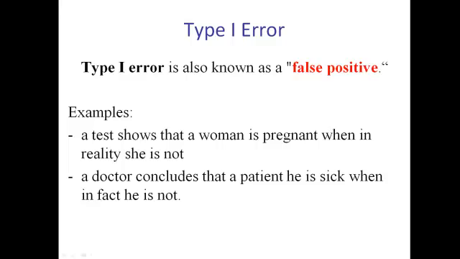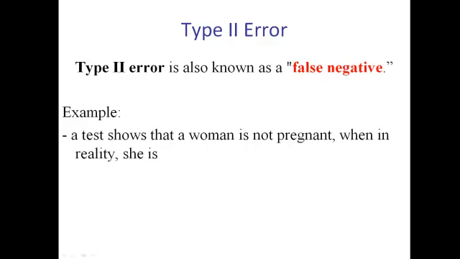Examples of this would be a test that shows a woman is pregnant when in reality she's not, or when a doctor concludes that a patient is sick when in fact he's not. And then type 2 error is also known as a false negative. An example of this is a test which shows a woman is not pregnant when in reality she is.